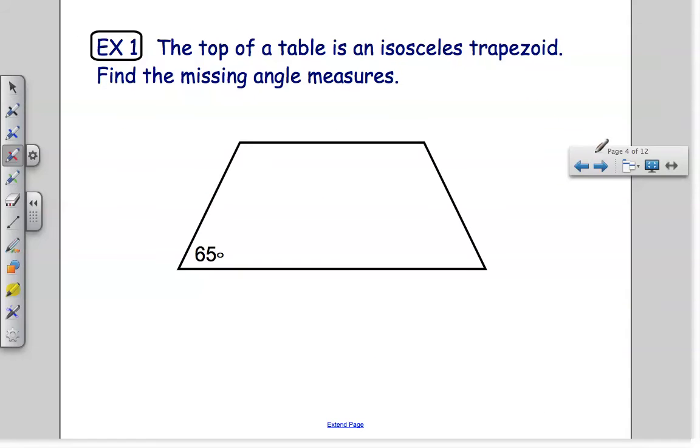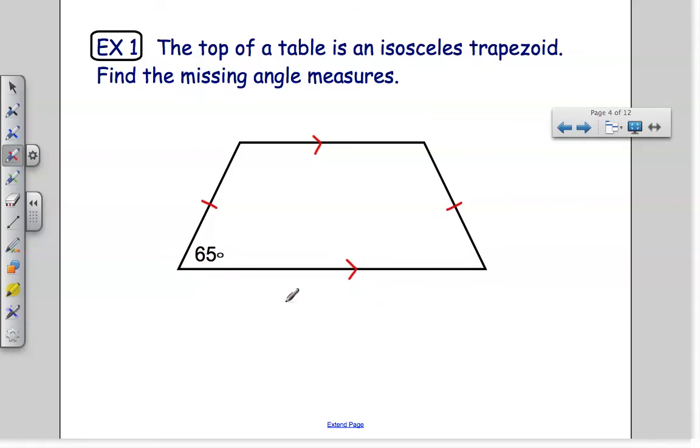Let's look at some examples here. The top of a table is an isosceles trapezoid. Find the missing angle measures. This is going off of what I was just talking about, that you only need one angle measure in an isosceles trapezoid. First of all, if it is isosceles, I could do a lot of things here. Isosceles trapezoid means these legs are congruent. Of course, if it's a trapezoid, you have one pair of opposite parallel sides called your bases here, so these would be parallel. But yes, I can find all the missing angle measures because I know that the base angles are congruent. So these two base angles are the same measure, making this 65 degrees.